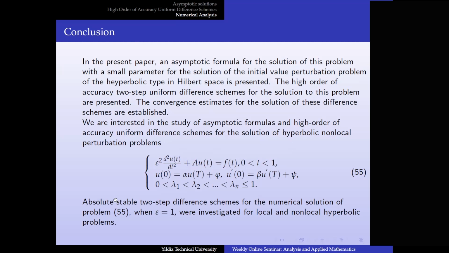55 in the multidimensional case. Absolute stable two-step difference schemes for the numerical solution of problem 55 when epsilon equal 1 were investigated for local and non-local hyperbolic problems. We will investigate for arbitrary small parameter epsilon in the future projection of this study.